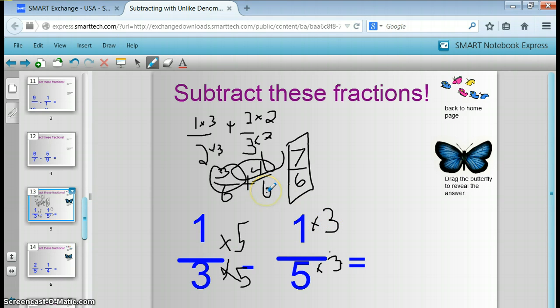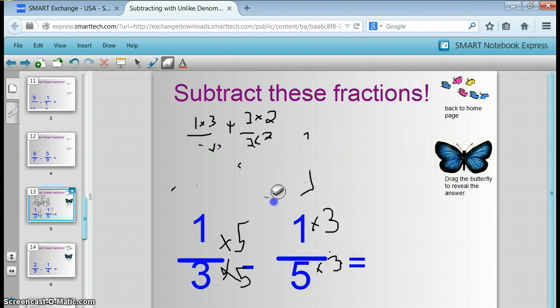Let's make room here. Going to erase some of this. Oh, that's not an eraser. Let's erase some of this so we have room. Okay, back to the pen.